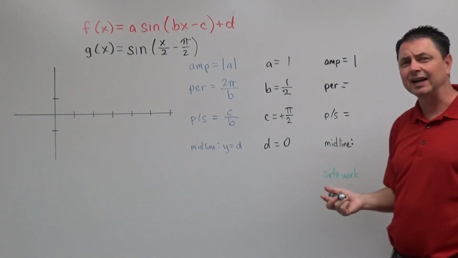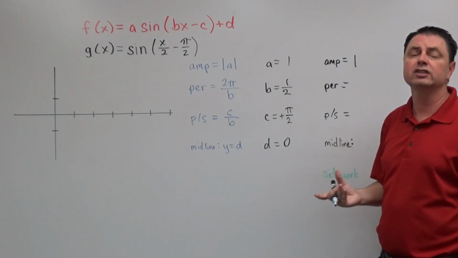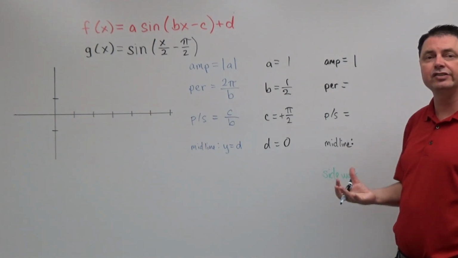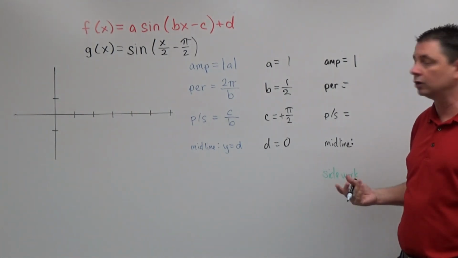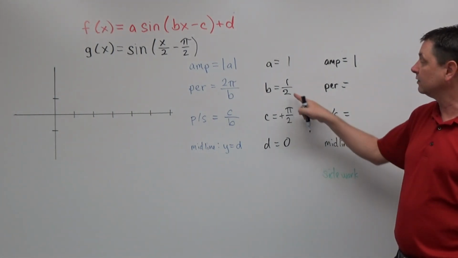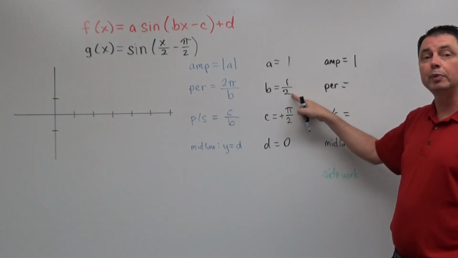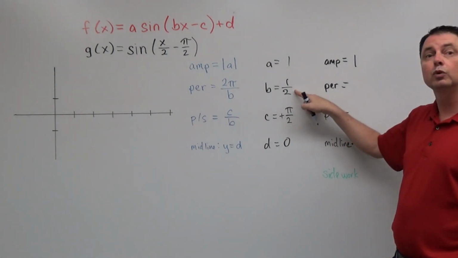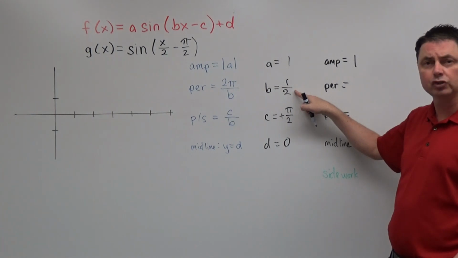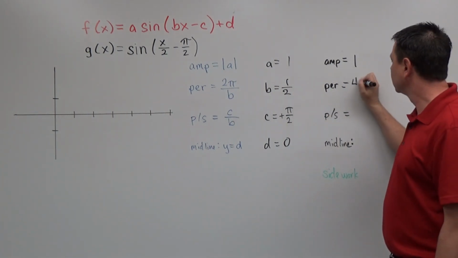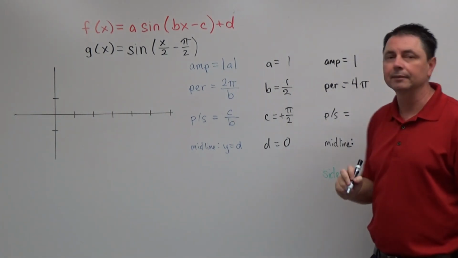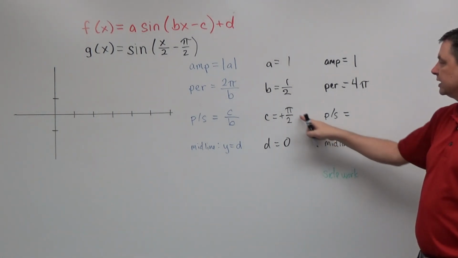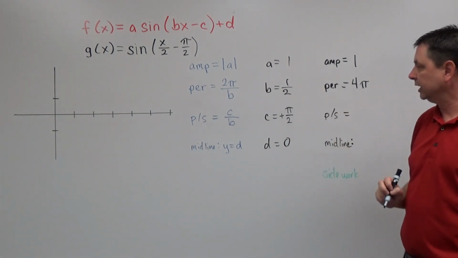So 2 pi divided by half, we tend not to want to divide by fractions. It's a little bit easier to think of multiplying by the reciprocal. So instead of 2 pi divided by half, let's do 2 pi times the reciprocal, which is 2 over 1. 2 pi times 2 is 4 pi.